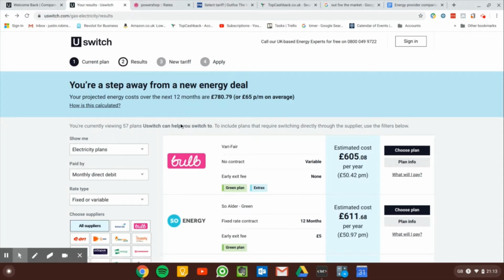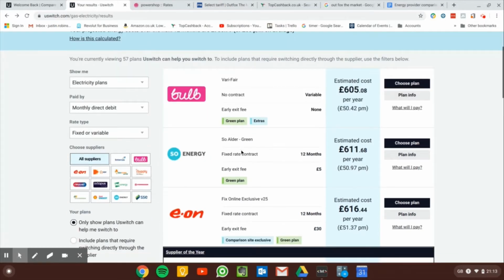So here we are with the comparison page. Bulb comes up out on top. So what I want to do is ignore most of this information just for now. I want to go on the plan information. And then from there, I'm going to be able to pull out a bit more.